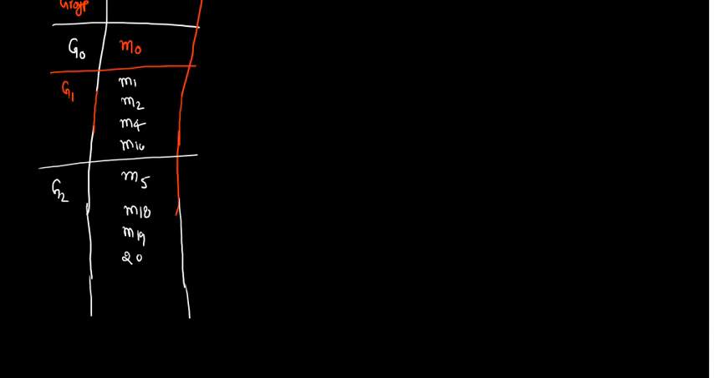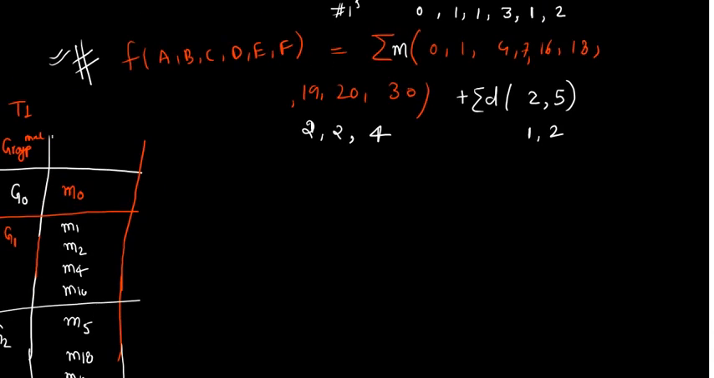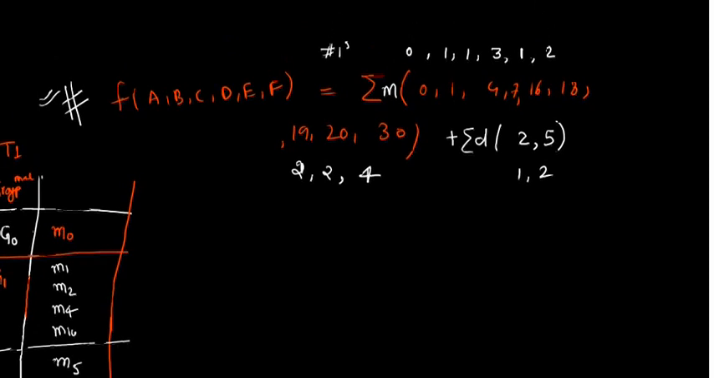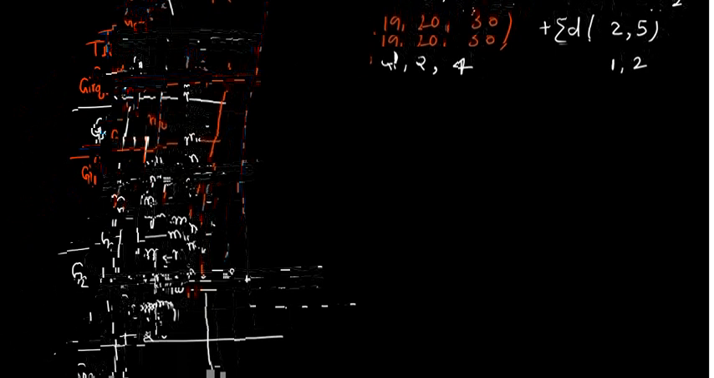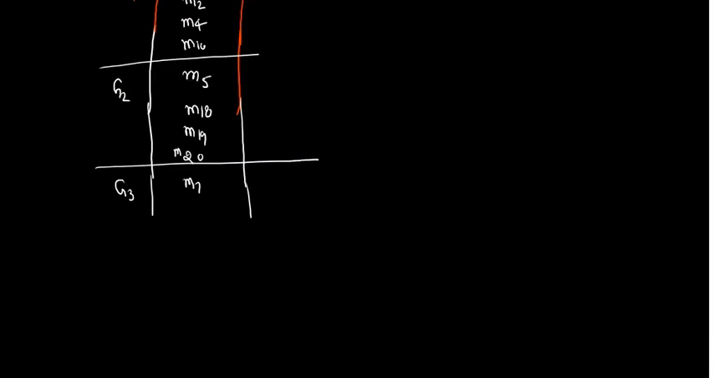So just verify. Group 3. Do we have any number element? Yeah, 4, right? No, 4, 7. So M7. Next, group 4. M30. Good. So we are done with table 1.